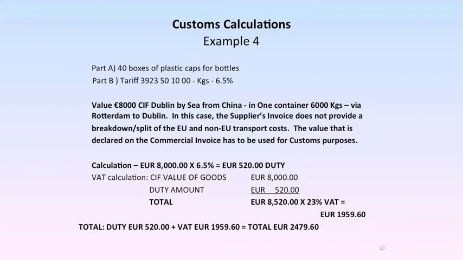Please refer to pages 74 and 75 in the Customs Manual for more information on a customs valuation for sea freight import shipments. So looking at our calculation, it's based on the full CIF Dublin value, which is €8,000, multiplied by the rate of duty, which is 6.5%.